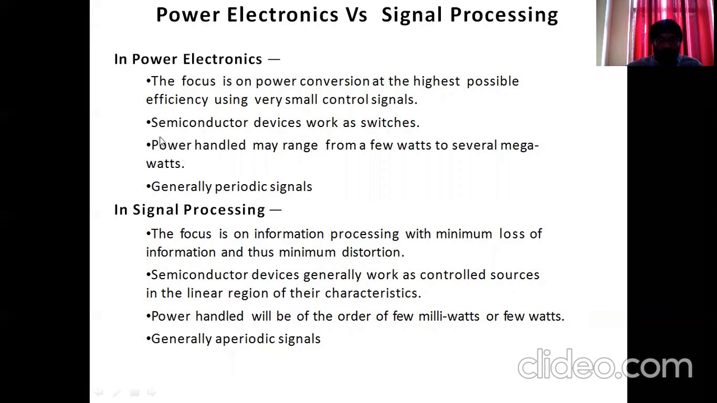Okay. Then the power handled by power electronics ranges from a few watts or milliwatts to several megawatts or gigawatts. But in signal processing, the power handled is milliwatts most of the time to a few watts only, never going above that. And in power electronics, the signals are generally periodic in nature. In signal processing, we are normally dealing with aperiodic signals, like speech signals and all.